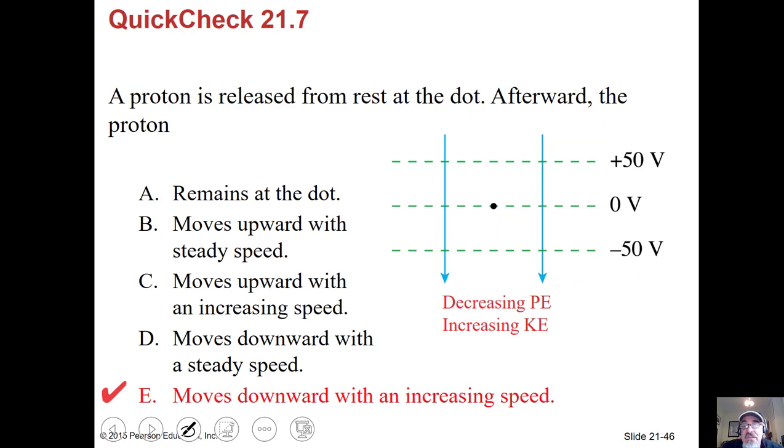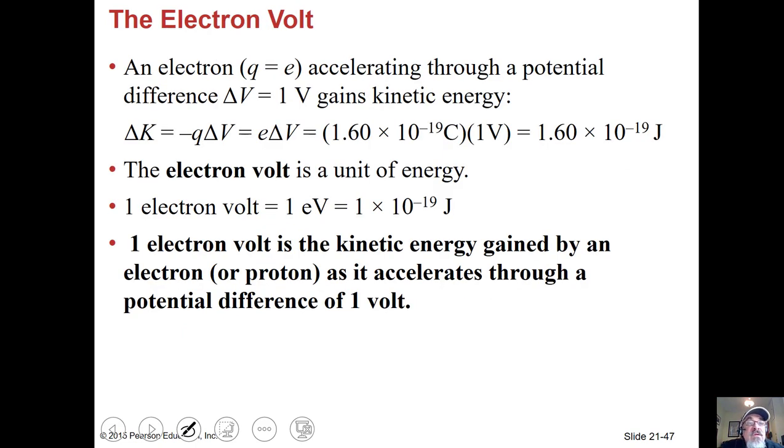Okay, increasing speed and losing electrical potential energy. So an electron accelerated through a potential difference of 1 volt gains kinetic energy. So we have a change in kinetic energy equal to minus Q delta V. We saw where that comes from.